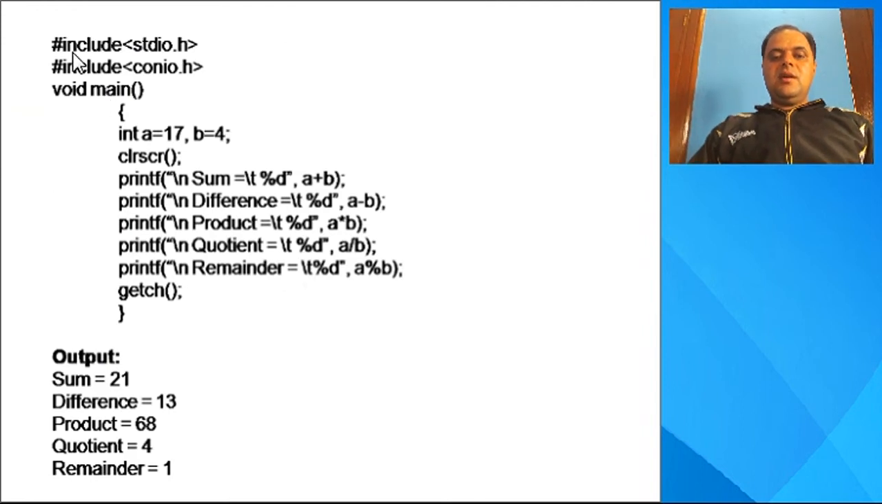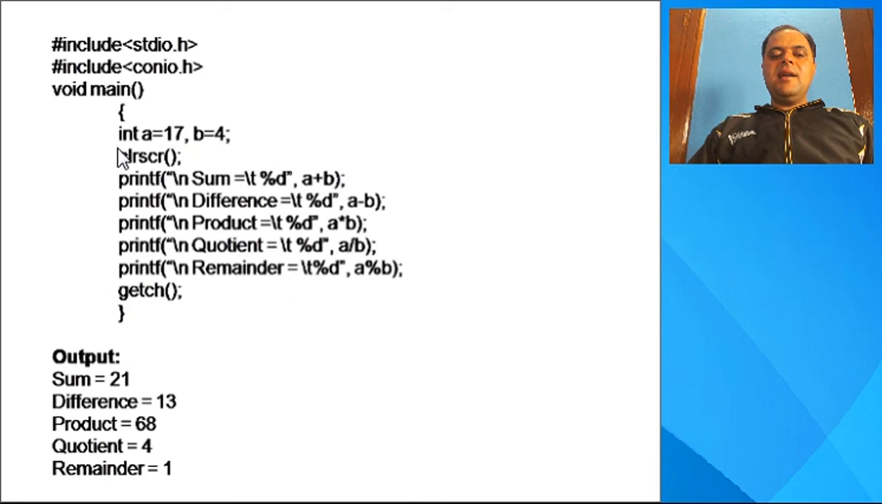So, #include a header file, stdio.h, and also include another header file, conio.h, for clrscr and getch, as I already discussed in my previous lectures. So void main, int a = 17, b = 4.